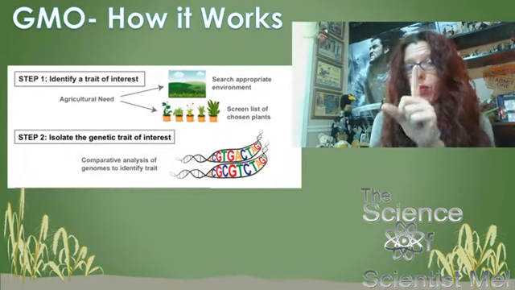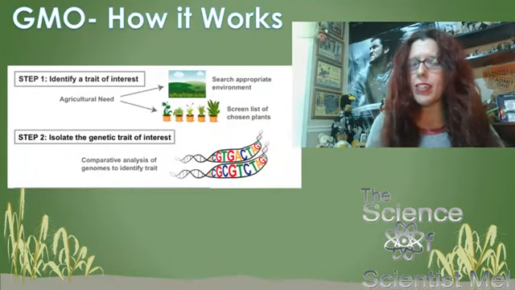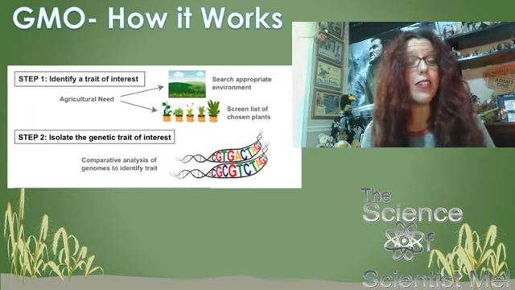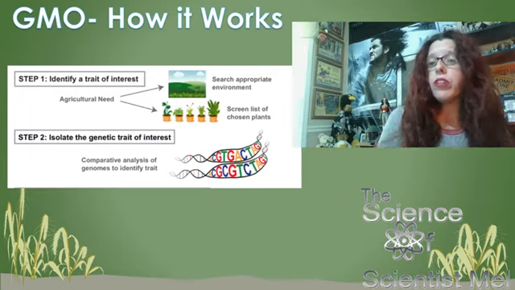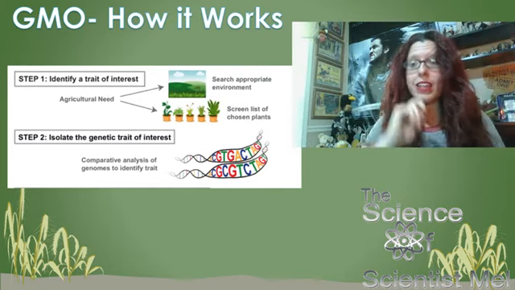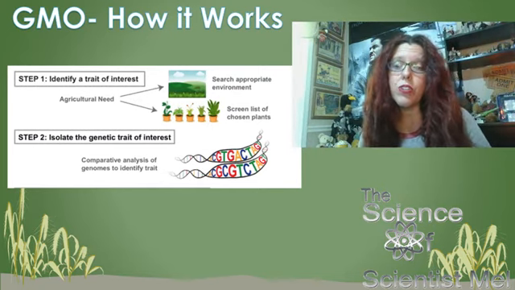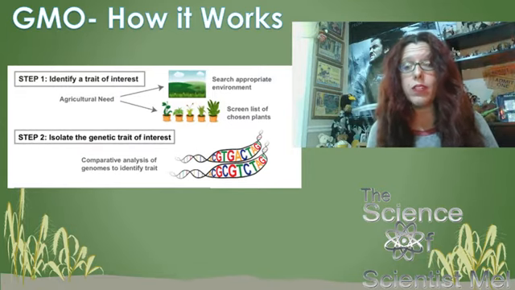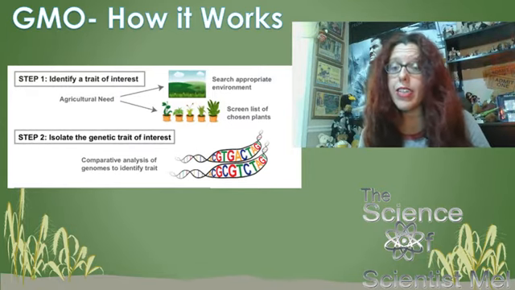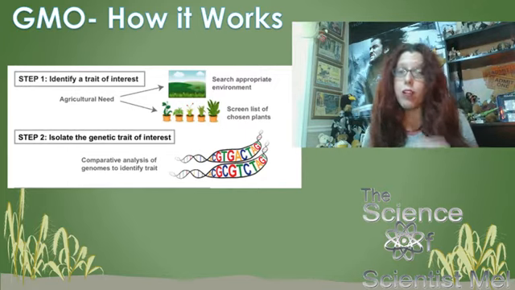First, step 1 and step 2. Step 1, we got to identify a trait of interest. In step 2, we got to isolate the genetic trait of interest. So how do we do this? Well, critical thinking and a little bit of luck is how researchers find a desirable trait in a plant or organism. One example is an herbicide-tolerant bacteria that could survive in the presence of Roundup.